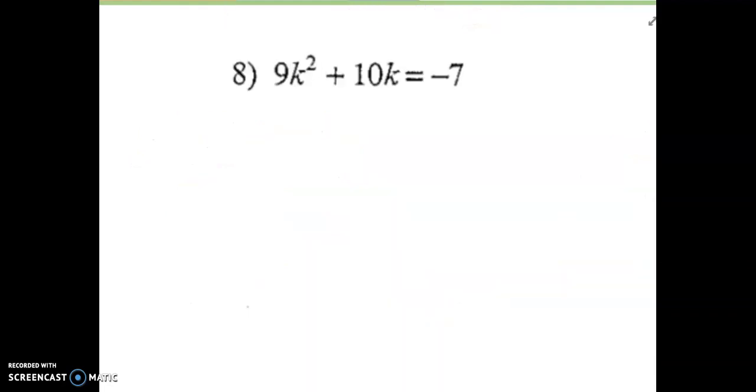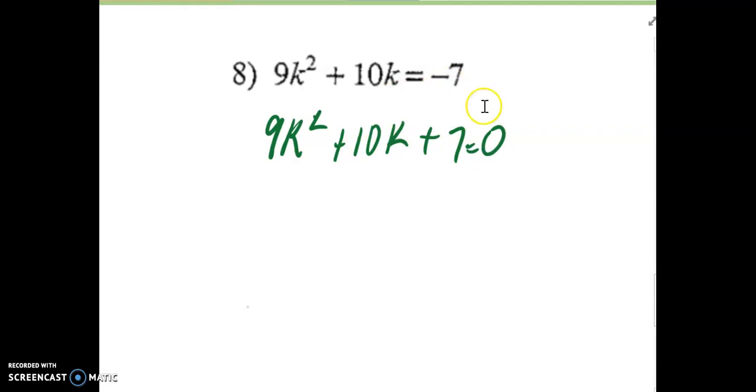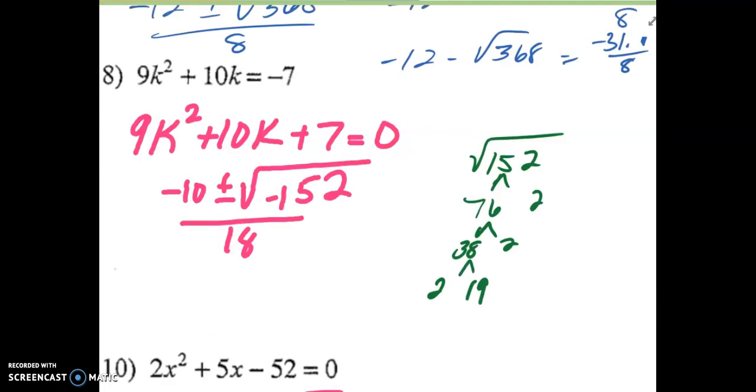The last one I would like you to look at for this video is number 8. And I'd like you to pay attention. Number 8 is not set equal to 0. So we need to start that. What I'm going to do is get 9k squared plus 10k, and I'm going to move that 7 over. Now it's set equal to 0. I'm ready to get what my A, B, and C are. Start your quadratic formula. All right. For 8, we're going to do 9 is A, B is 10, C is 7.